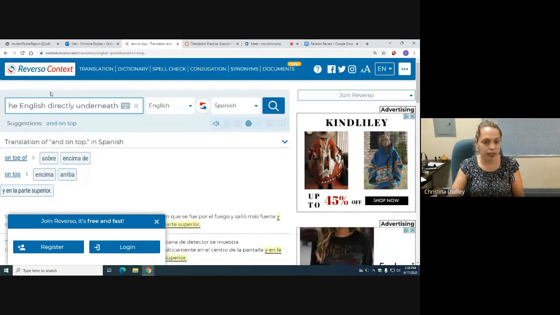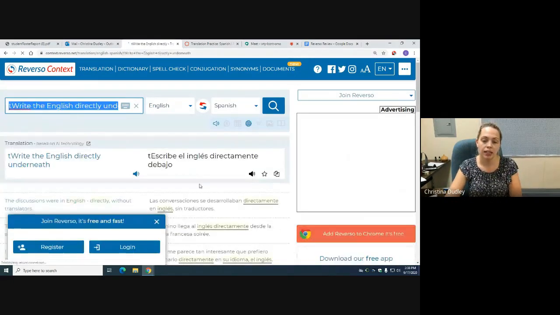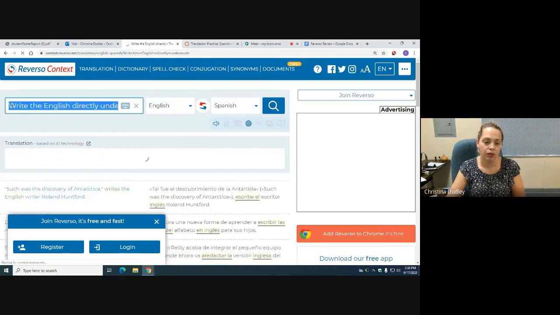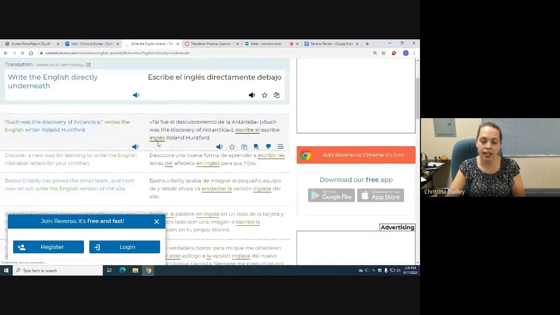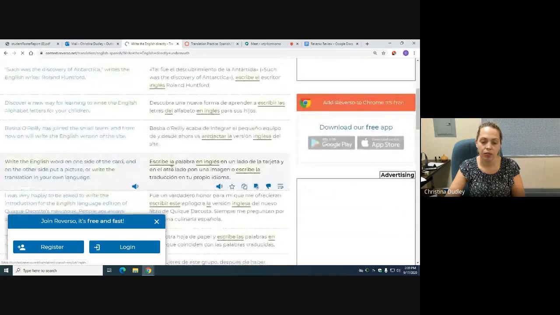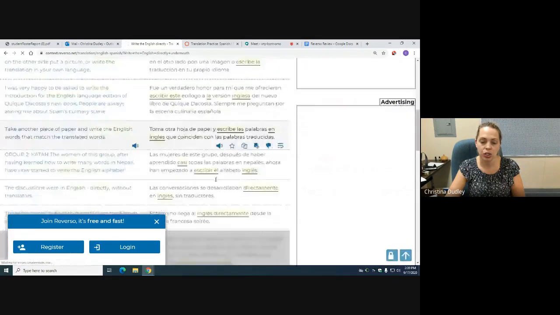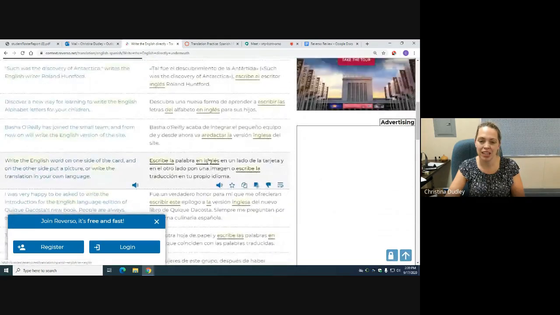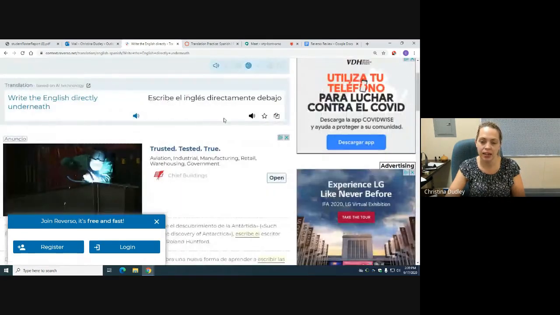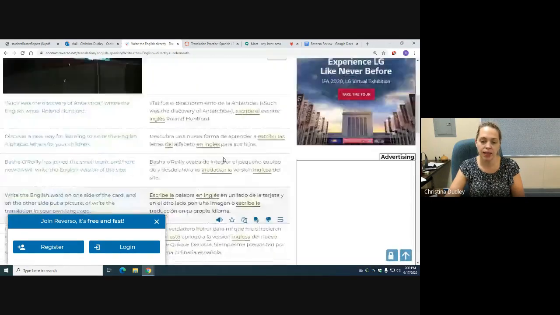And looks like I left my T off. Okay, so write the English directly underneath. Oh, I left the T. There's my T. Oops. Okay. Write the English directly underneath. So we have write the English. Okay, this one's not as good, but it did see write the English, so I'm going to keep that. I think I like that. Directly underneath, that didn't give me that one.